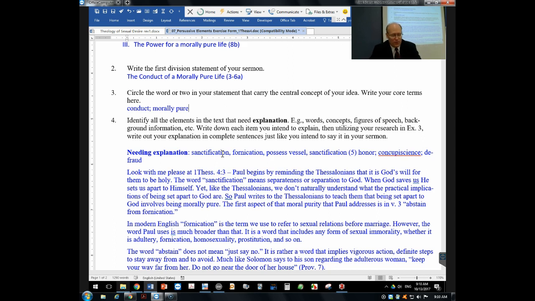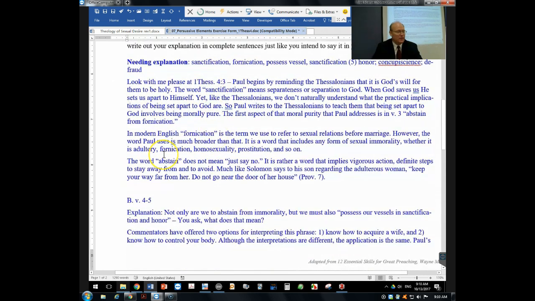So, Paul writes to the Thessalonians to teach them that being set apart to God involves moral purity. And the first aspect of moral purity that he talks about is abstaining from fornication. Now, in modern English, the word fornication is a term that we use to refer to sexual relations before marriage. But the word Paul uses here is much broader than that. It encompasses any kind of sexual immorality, adultery, premarital, postmarital, homosexuality, prostitution, and so on.